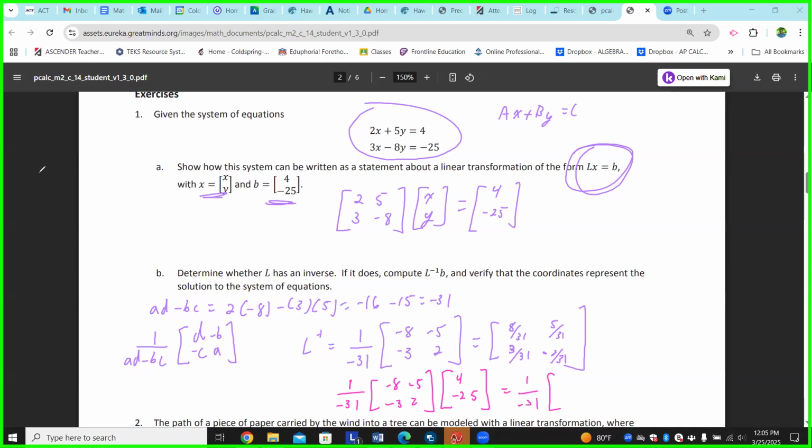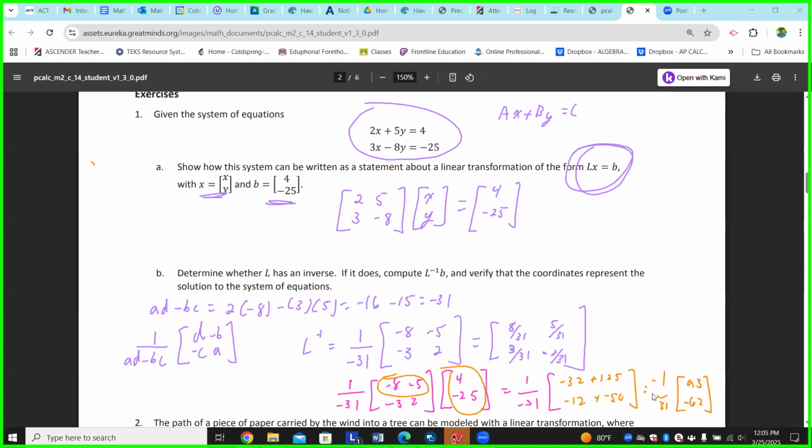So how do I multiply matrices? You can do it all at once, or you can do it in stages. Negative 8 times 4. Negative 5 times negative 25. Negative 3 times 4. 2 times negative 25. Negative 32 plus 125. Negative 12 plus negative 50.